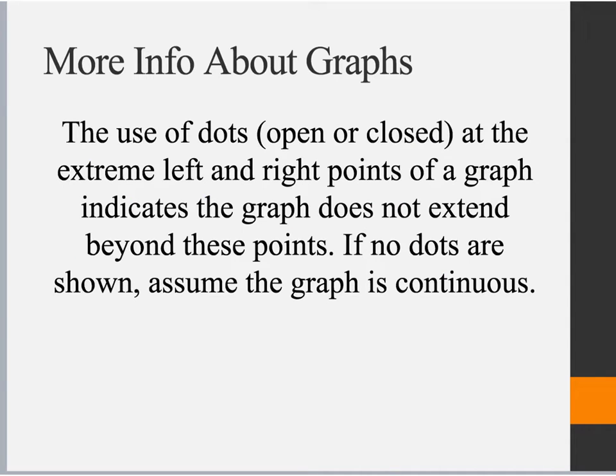So more information about our graphs. The use of dots, open or closed, at the extreme left and right points of a graph indicates the graph does not extend beyond those points. So if no dots are shown, we assume that it's continuous. So we assume that we see arrows, in other words.